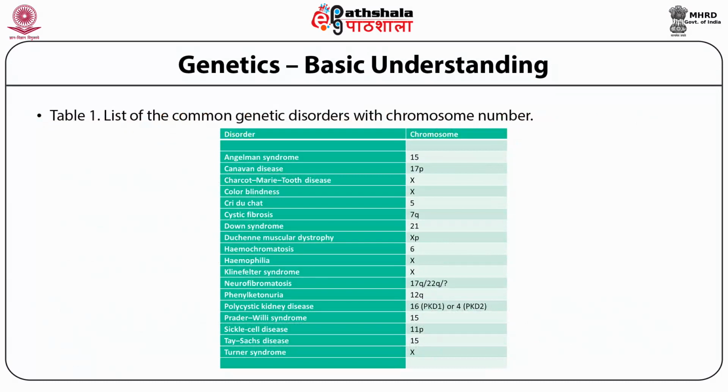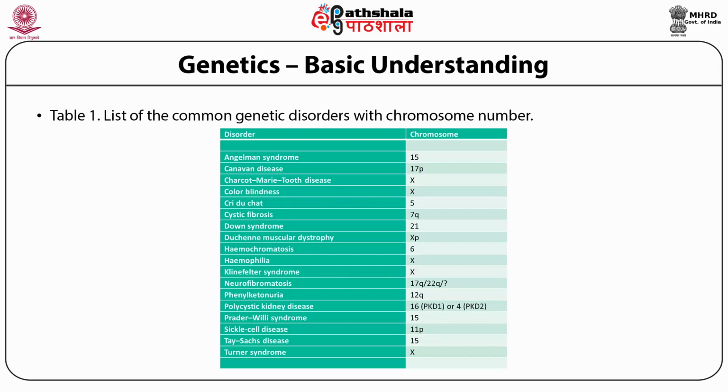Table 1 below lists a number of more common genetic disorders. The table lists common genetic diseases and chromosomes. Here we will see in Table 1, on the left side the disorders, and on which chromosome this gene has been identified. For example, Angelman syndrome is on the 15th chromosome.